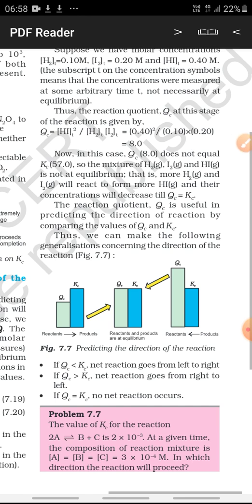That means if the reaction quotient and Kc, the equilibrium constant, are both equal, the reaction is now at the equilibrium concentration. If Qc is less than Kc, the reaction will go towards the products. If Qc is greater than Kc, the reaction will go towards the reactants.